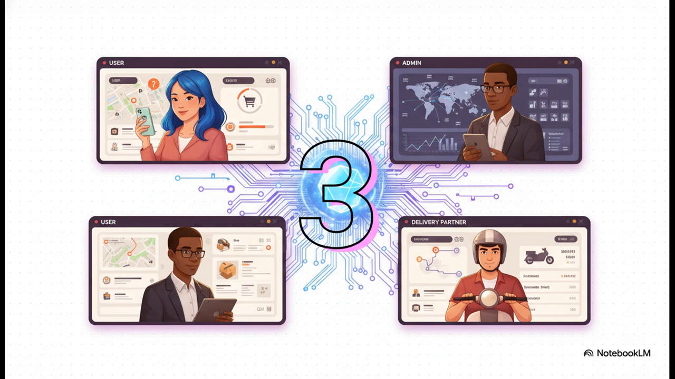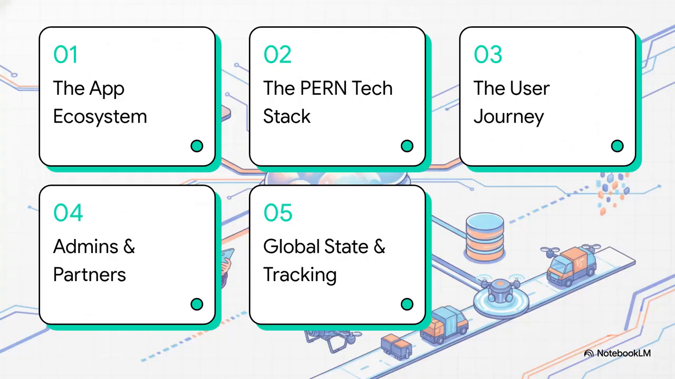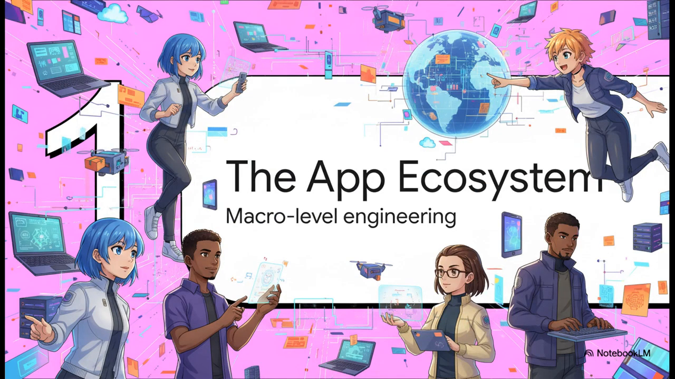When a user submits an order, an admin confirms it, and a driver accepts it, often within literally seconds of each other, your database needs strict transaction management and concurrency controls. Otherwise, data gets overwritten. You have to ensure all three clients reflect the exact same truth. To break this down, here's our architectural blueprint for today. We'll be covering the app ecosystem, the PERN tech stack, building the user journey, admins and delivery partners, and finally, global state and tracking.